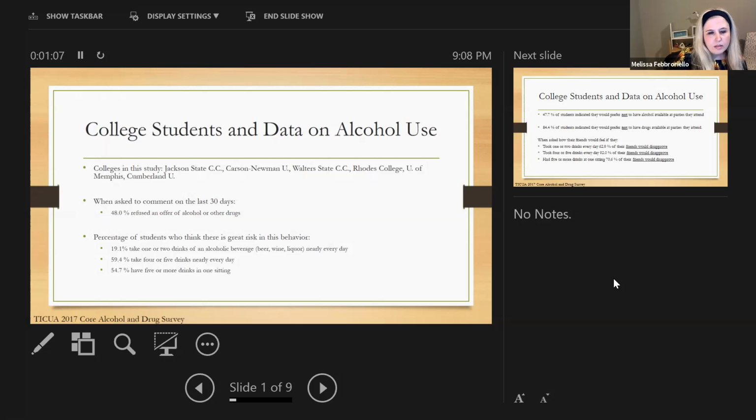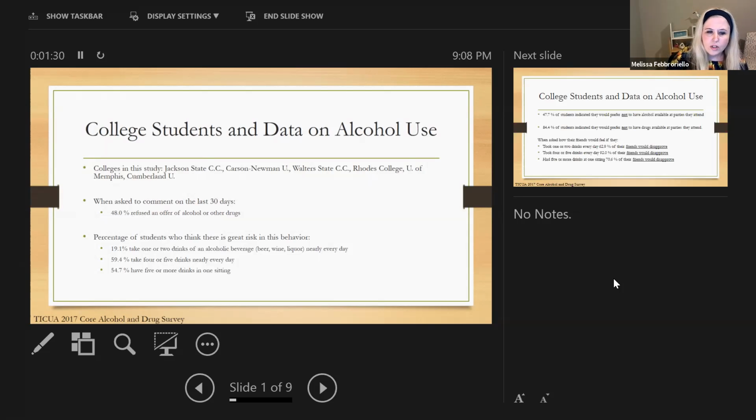They asked the students to comment on the last 30 days, from the point that they were taking the survey, and asked how many of them refused an offer of alcohol or drugs within those last 30 days, and 48% said they had refused. And then they were asked to rate different behaviors and decide whether they thought there was low risk, medium risk, or great risk in each behavior.